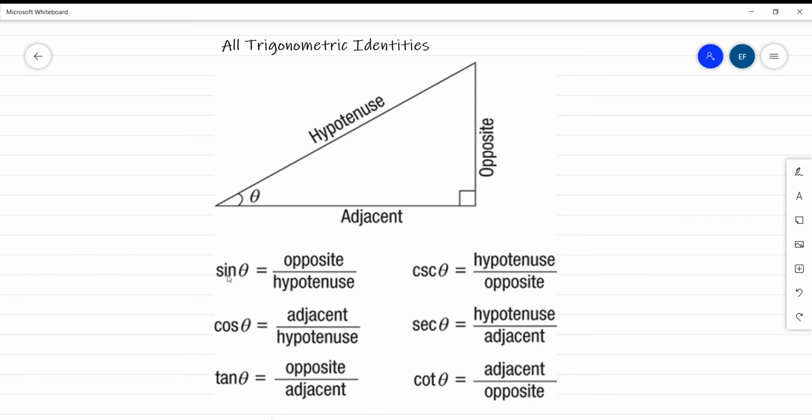So, sine of the angle theta is equal to the opposite side length divided by the hypotenuse side length. Cosine of theta is equal to the adjacent side length divided by the hypotenuse side length. And tangent of theta is equal to the opposite side length divided by the adjacent side length. And remember, if we change the angle we care about, let's say this was our angle that we care about, now this would be the opposite side length, and this would be the adjacent side length.